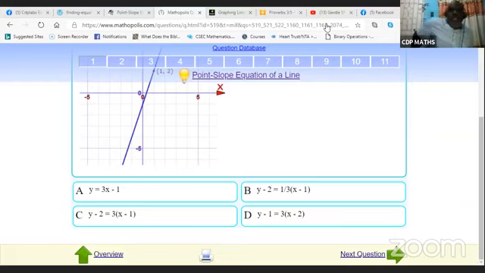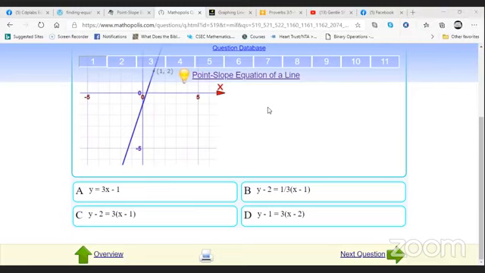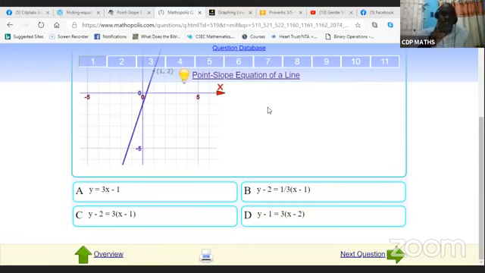All right. Let's do this one together. What's the first thing you need to know? Kieran, what's the first thing that we need to know? Uh, sir, the gradient.